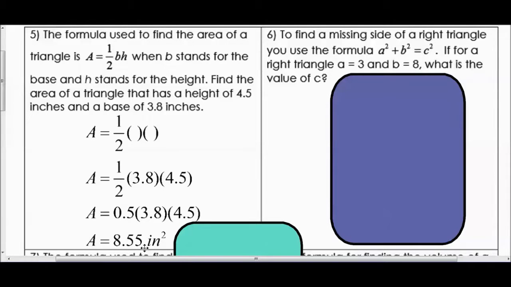The units here are going to be inches squared. We're talking about the area of a shape. So that's square units that it takes to cover a shape. That's why I'm using that. We're going to talk more about that during the measurement unit.